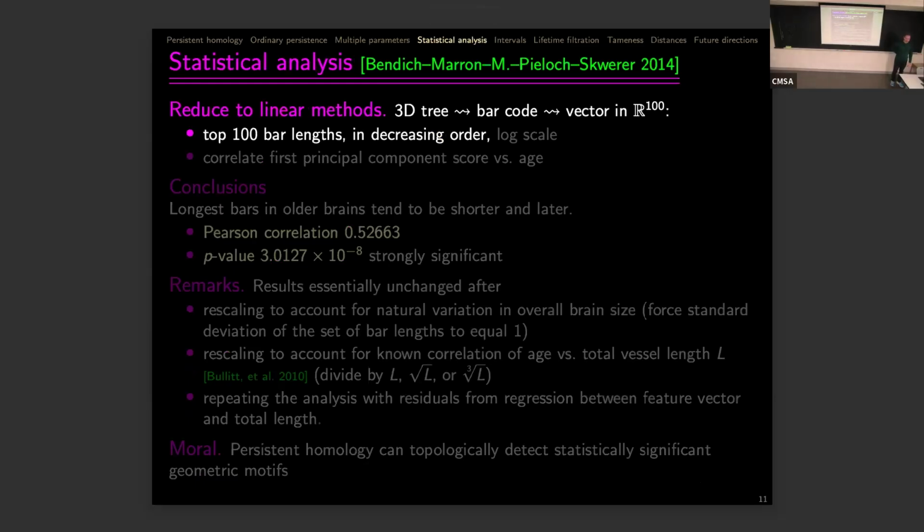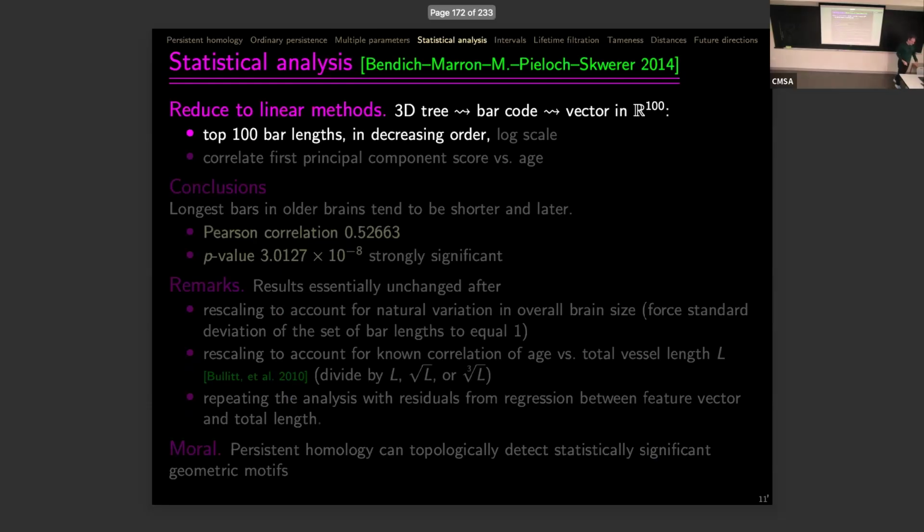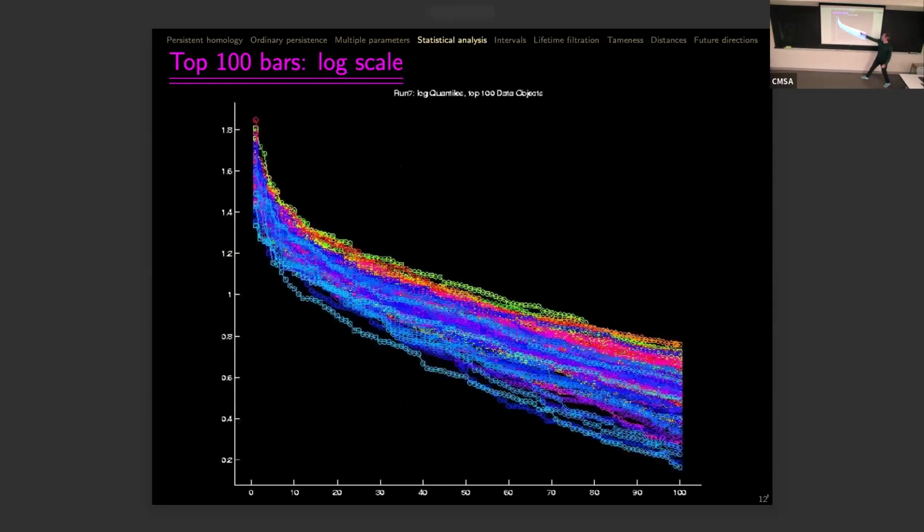Okay. Statistical analysis, let's just say briefly what happens. You can reduce to linear methods when you take a barcode, and then you get a vector in R to the 100. So if you remember those pictures, you take the top 100 bar lengths in decreasing order, write what those lengths are, and they sort of look like this kind of exponential decay. And then you take a log scale, which makes it look a little bit more linear, except for the very front, which has some sort of noise-like big features.